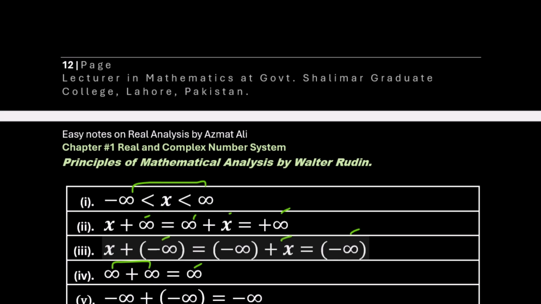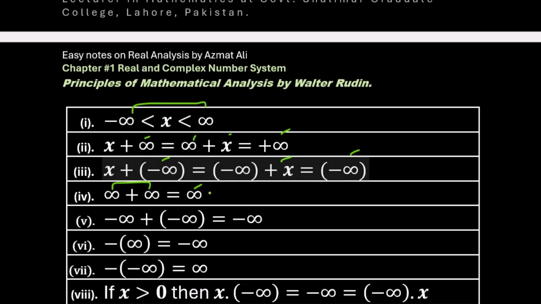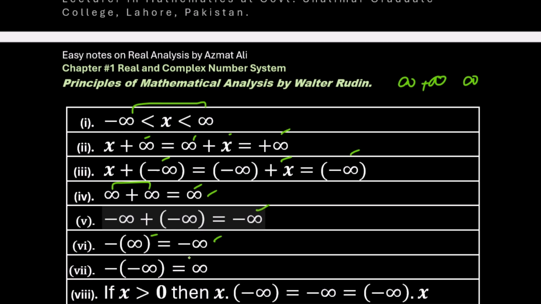Although this property does not hold in the usual real number system, in the system of real numbers we cannot say that infinity plus infinity is equal to infinity. But in the extended real number system, because we have now included infinity, infinity plus infinity is equal to infinity. Minus infinity plus minus infinity is equal to minus infinity. Minus times infinity is equal to minus infinity. Minus into minus infinity is positive infinity.